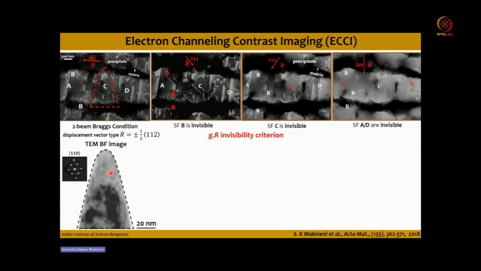However, due to the presence of the stacking fault, these electrons get diffracted. Due to this, you will see a dark contrast, and these dark linear features correspond to the stacking faults. Now this is in the bright field mode in the TEM.